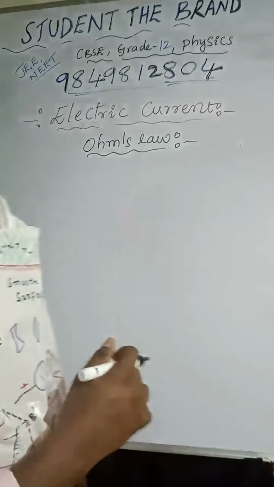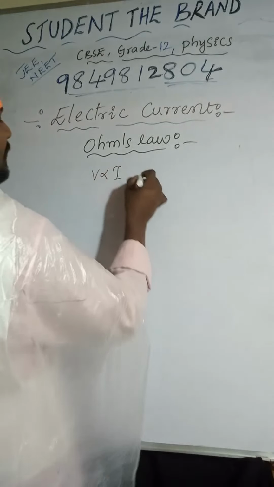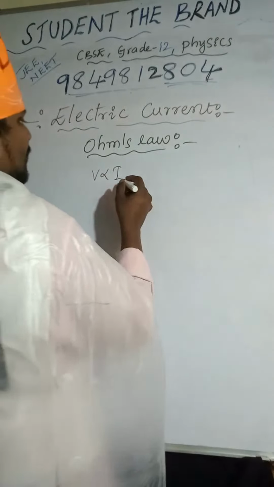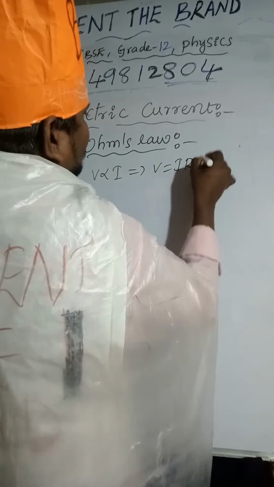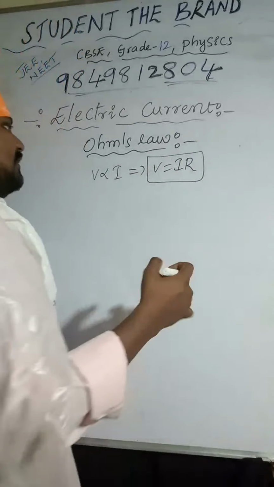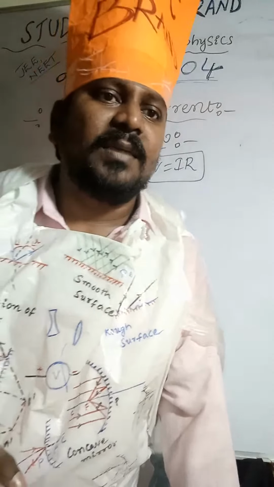Yes, correct. So Ohm's law is nothing but: the potential difference across the ends of a given metallic conductor is directly proportional to the current flowing through it, at a constant temperature and with the same physical conditions.